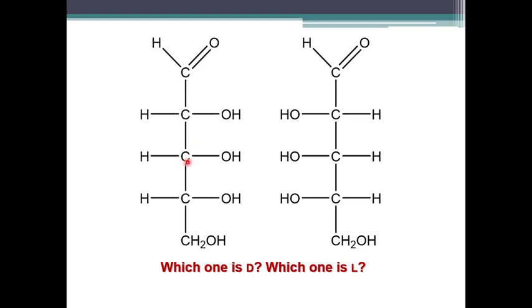Is this chiral? Yes, because it has 4 different substituents attached to it. Is this chiral? Yes, because it has 4 different substituents attached to it. Is this chiral? No, it is not, because it doesn't have 4 different substituents attached to it. Now, what is the stereochemistry? Is it D or L? Because the hydroxy is on the right-hand side attached to the chiral carbon most distant from the carbonyl carbon, this is D. This one is L.